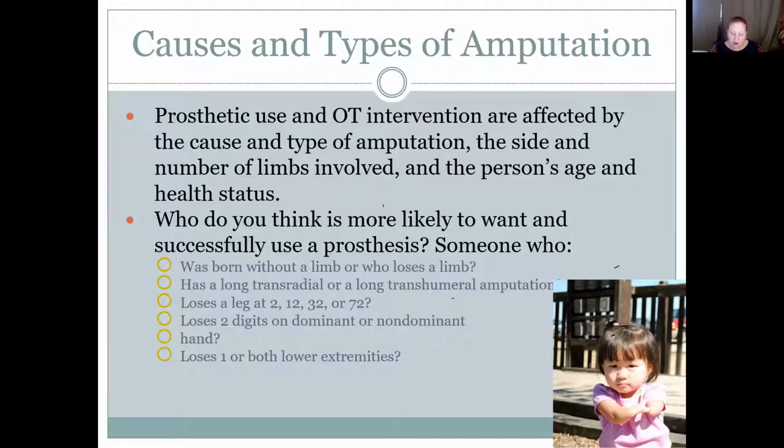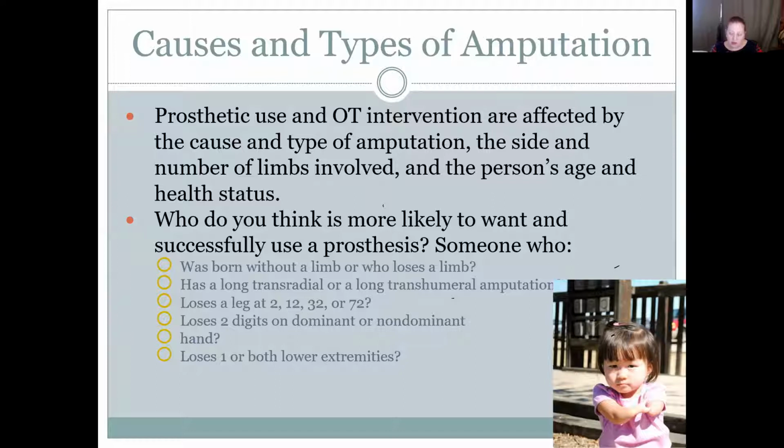Upper extremity amputation can be caused by trauma, or it can be congenital, which means a type of birth defect. And cancer can also cause this, such as osteosarcoma or Ewing's sarcoma. And we see our little girl here. She was born with hers, so that would be a congenital amputation. Lower extremity amputation is usually related to vascular disease and diabetes, as well as trauma.